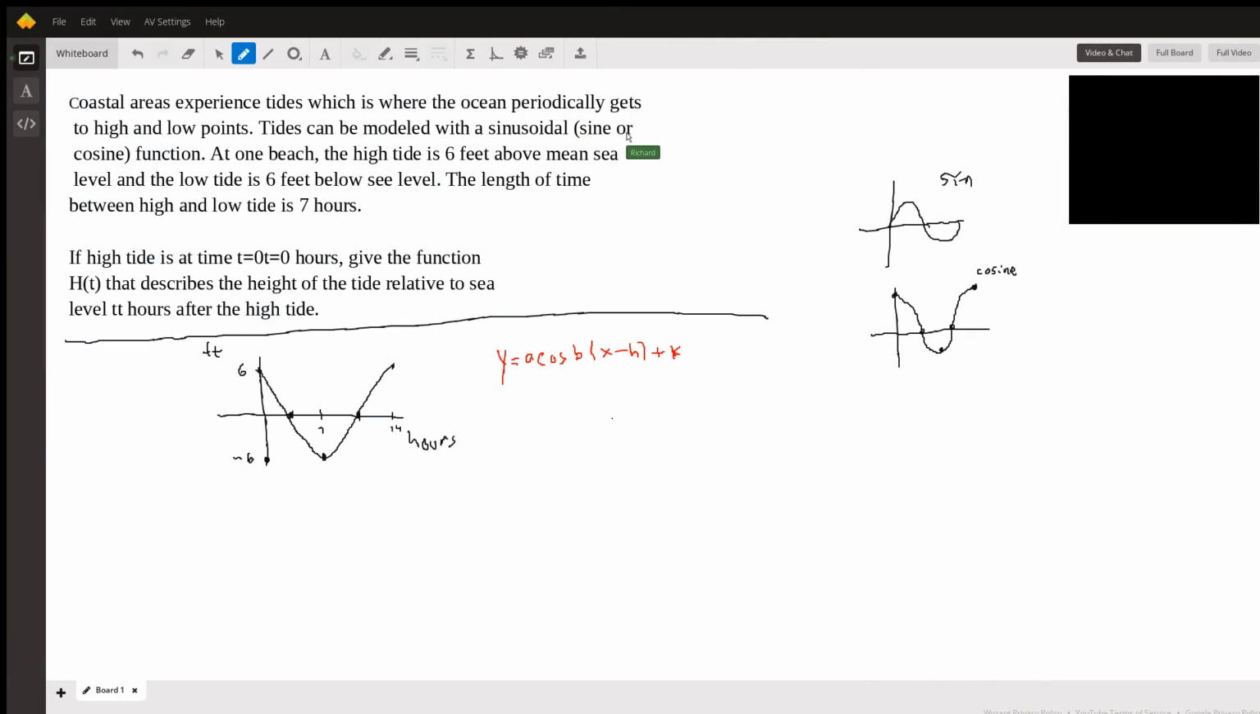I'm answering a question submitted by a student who is obviously taking pre-calculus, and he's got a nice little word problem here for us to solve. Now, the word problem says we should use either the sine or the cosine function, and I just want to start off by reminding you what the sine and cosine functions look like.